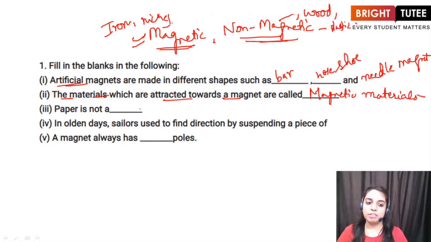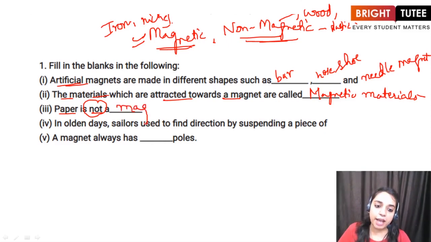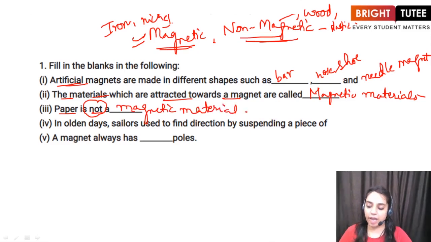Okay, so let's move ahead to the next point, which is paper is not a. So you have to read each and every question very carefully, because children, most of the students don't read the question properly, and they will end up writing paper. They will read it as paper is a, and they will write non-magnetic materials, but it is saying paper is not a. Then you will have to write magnetic material. Paper is not a magnetic material, and why? Because it cannot be attracted towards a magnet, right?